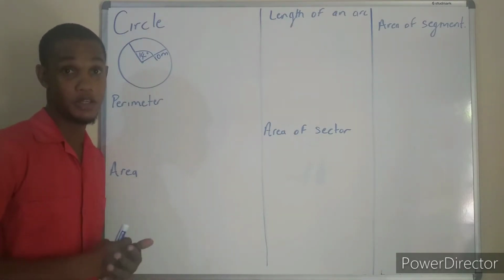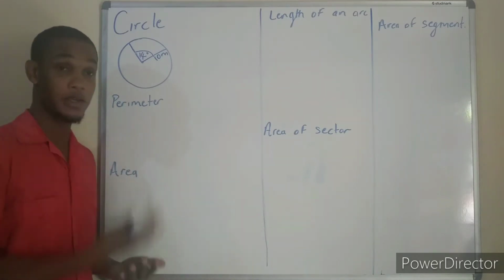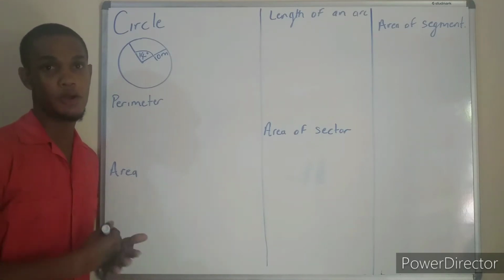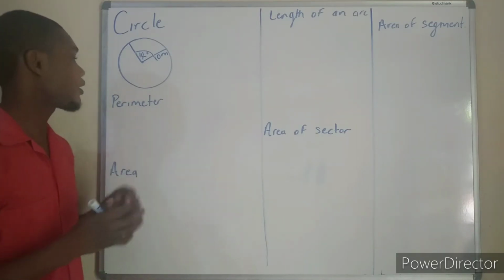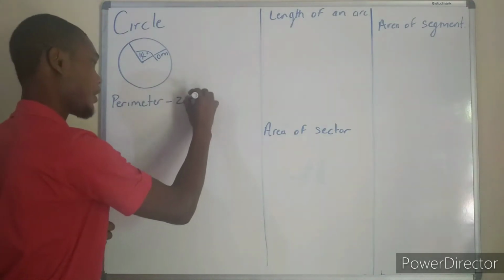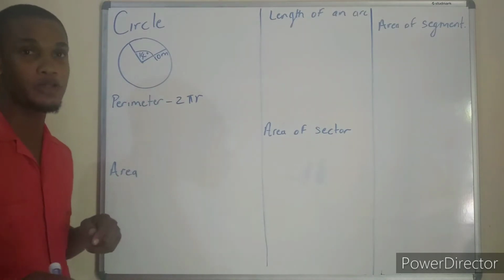Circles, all about circles. So calculating the length, the perimeter, the area, the length of an arc, area of sector, area of segment. It's very simple. It's all about knowing the formulas. So the formula for calculating the perimeter of a circle is 2 pi r. That's one of the formulas. There is another formula, but I won't go into it.